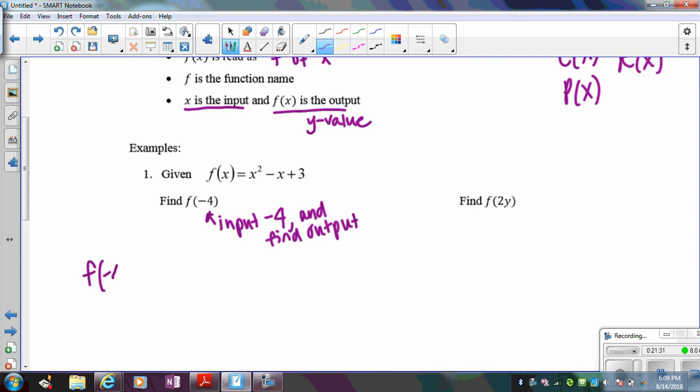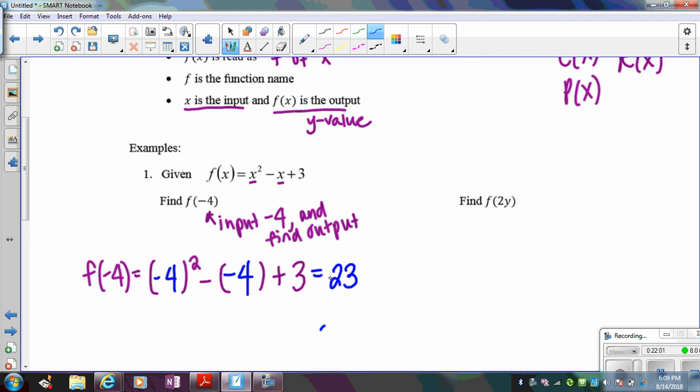So f of negative 4 equals, and what I like to do is just copy the function down, and wherever I see an x, that's going to be my input, I put parentheses. So it's going to be x squared minus x plus 3. And then I input my negative 4. So negative 4, negative 4. And then the rest of this is just doing the math. So negative 4 squared gives you 16, plus 4 plus 3 is going to give you 23. So it's just evaluating it.